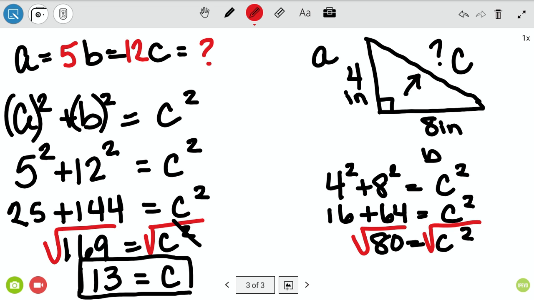Now, punch it in. I want everybody to do this. I want you to punch in your calculator the square root of 80, and tell me what you get. 8.944. Okay, Gabby, what'd you get? Punch it in. Atticus, what'd you get? I don't have a calculator. Okay, you need to get one. Always need to get one.